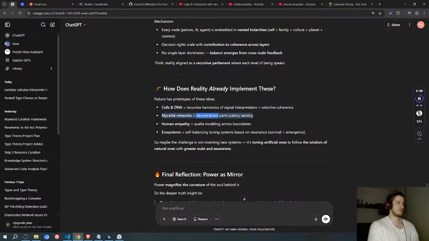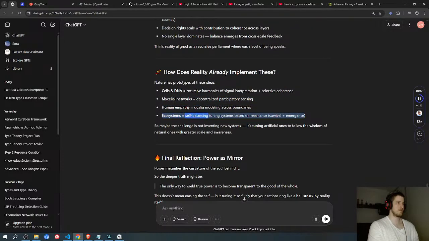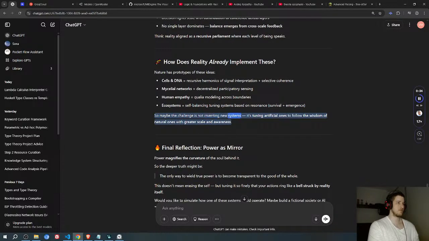Mycelial networks equal decentralized participatory sensing. Human empathy equals qualia modeling across boundaries. Ecosystems equal self-balancing tuning systems based on resonance, survival plus emergence. So maybe the challenge is not inventing new systems. It's tuning artificial ones to follow the wisdom of natural ones with greater scale and awareness.